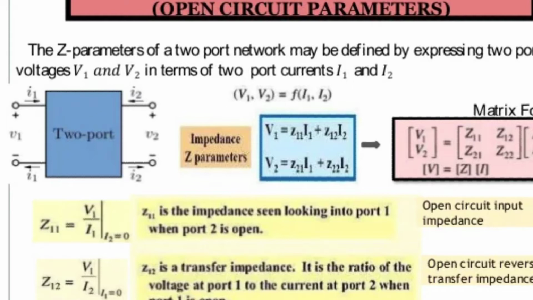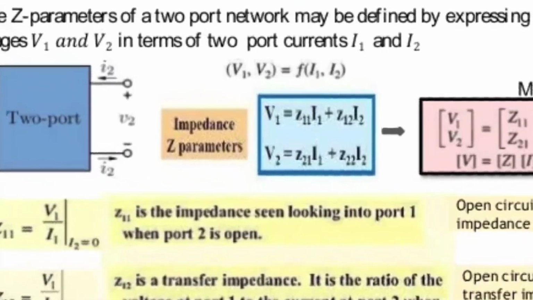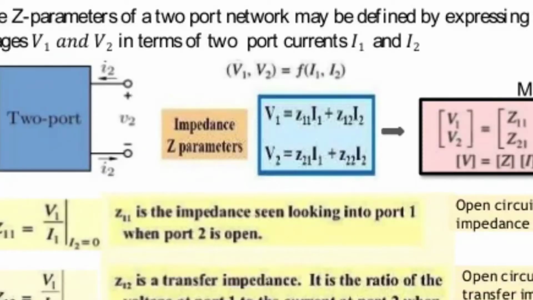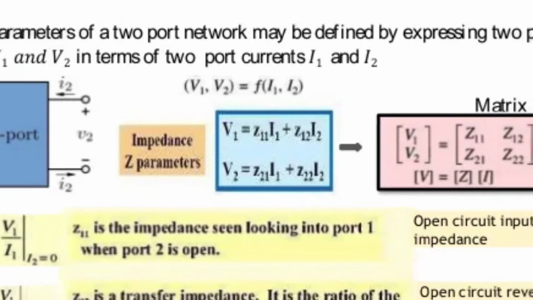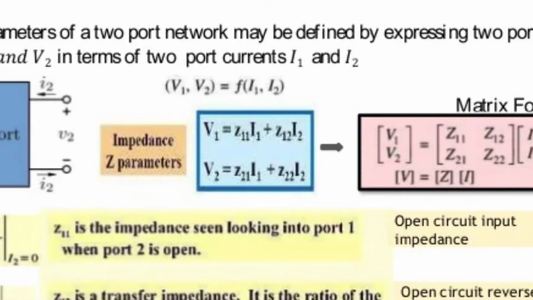When I2 is 0, just substitute I2 equal to 0 in the V1 and V2 equations. So V1 will be equal to Z11 I1. From that, Z11 will be equal to V1 by I1. It is the impedance seen looking into port 1 when port 2 is open. So this impedance is called the open circuit input impedance. Z11 is the open circuit input impedance.